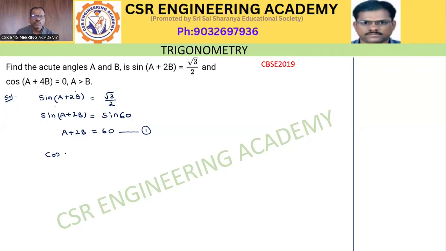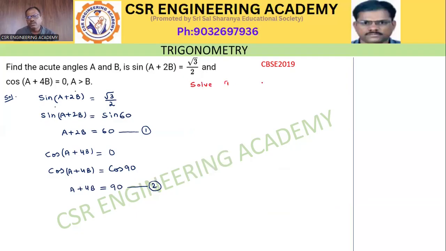cos(A + 4B) is equal to 0. cos(A + 4B) is equal to cos 90. A + 4B is equal to 90. Equation 2. Solve 1 and 2.